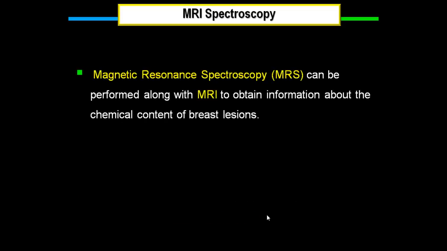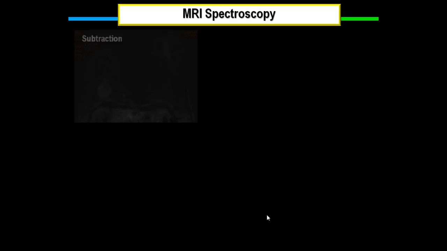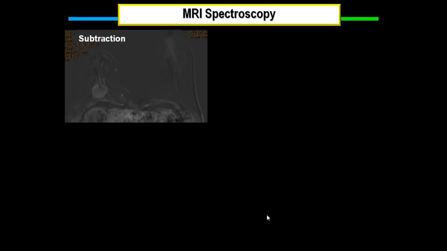Magnetic resonance spectroscopy can be performed along with MRI to obtain information about the chemical content of breast lesions. This information can be used for several clinical applications, such as monitoring the response to cancer therapies and improving the accuracy of lesion diagnosis. For example, this was a young female.